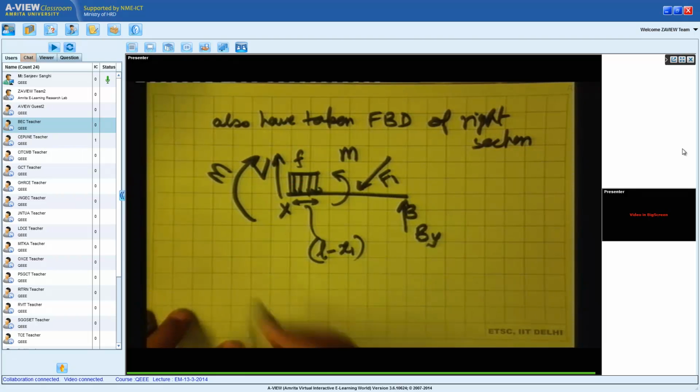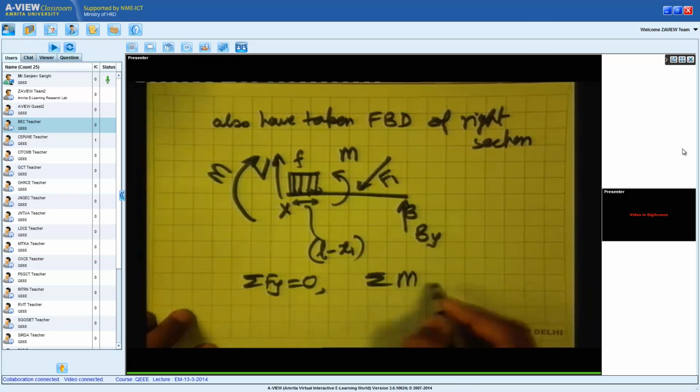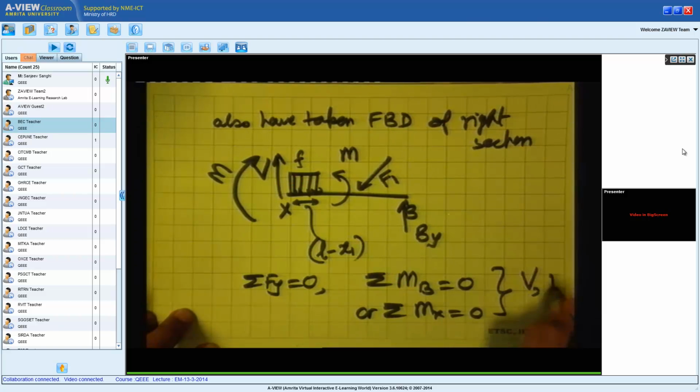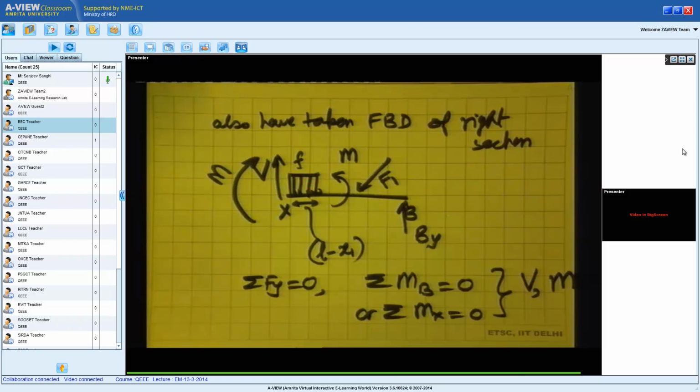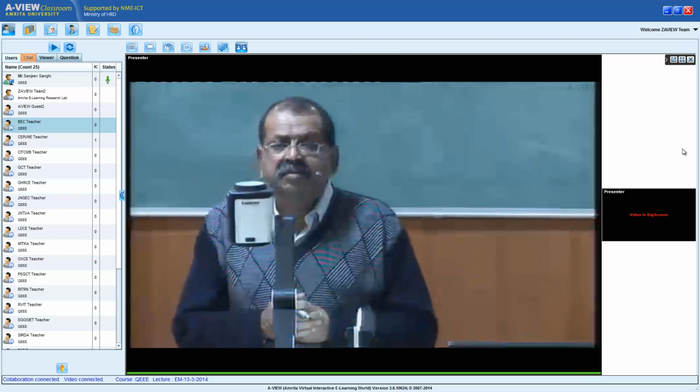And now when I do sigma Fy equals 0 and the sum of moments about B equals 0, or moments about X equals 0, these will give me the value of V and M. So either I use this or I use that. I use one of these two things and get my answers, shear force and bending moment.